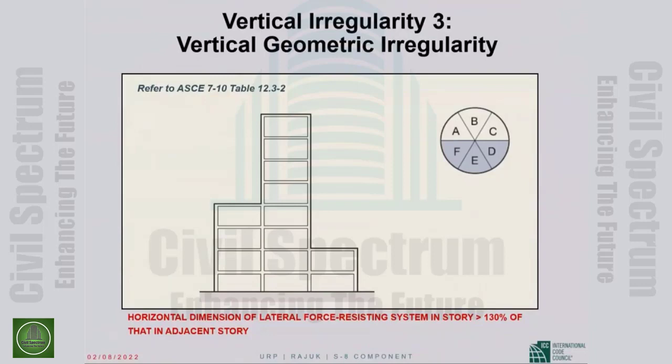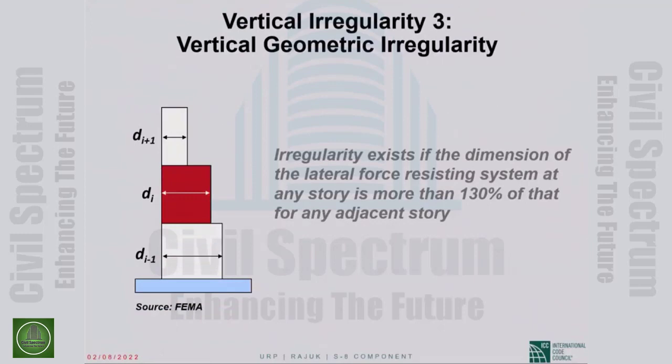Vertical type 3, vertical geometric irregularity. Horizontal dimension of lateral force resisting system, not the building plan, the lateral force resisting system, that is important. So horizontal dimension of lateral force resisting system in a story is larger than 130% of that in an adjacent story. So if this is more than 130% of that, then this will be triggered, vertical type 3. This is FEMA's rendition. Okay, same thing.